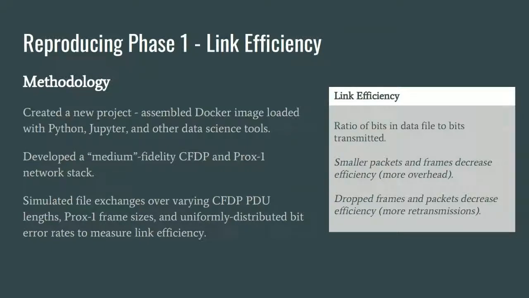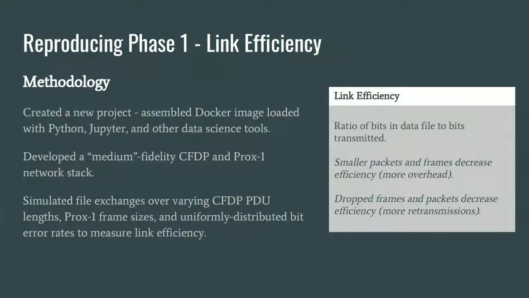And then what I did was I took the simulator and I ran it over a range of packet sizes, frame sizes, and bit error rates. And what I was able to do is to make a sort of surface plot that would show the link efficiency as a function of this bit error rate and packet sizes. And from the peak of that curve, so to speak, you can see what configuration makes that link most efficient.